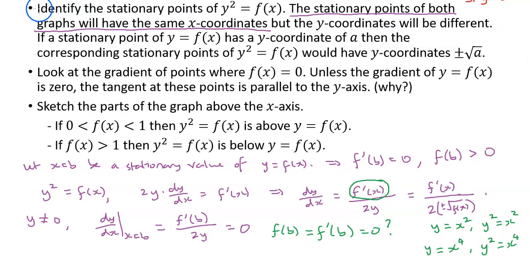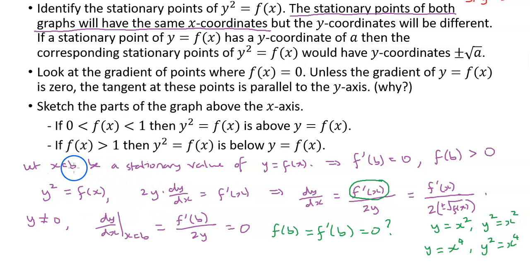And just finishing off this point, we said that the y coordinates will be different. If a stationary point of y equals f of x has a y coordinate of a, then the corresponding stationary points of y squared equals f of x would have y coordinates plus or minus a. I think that one is fairly simple.